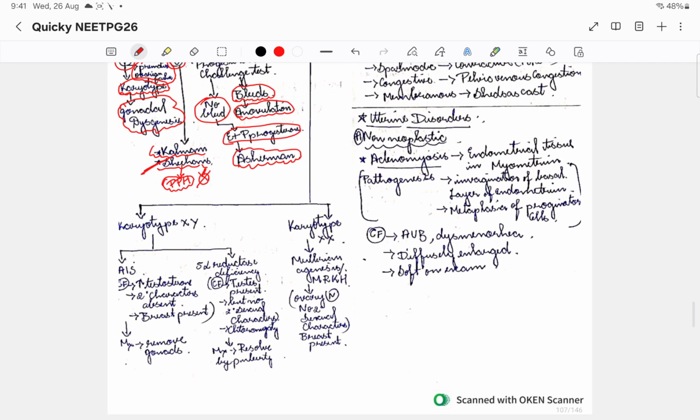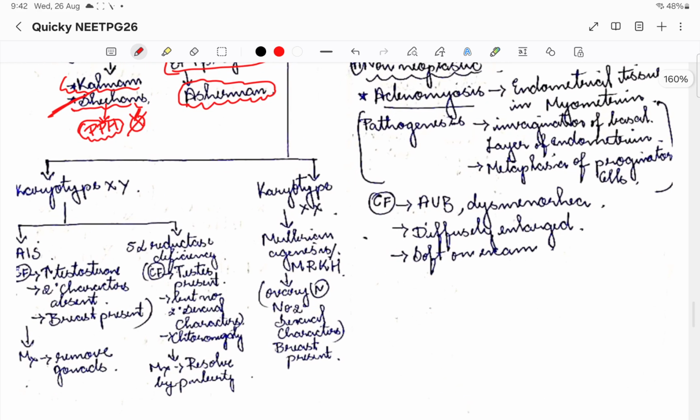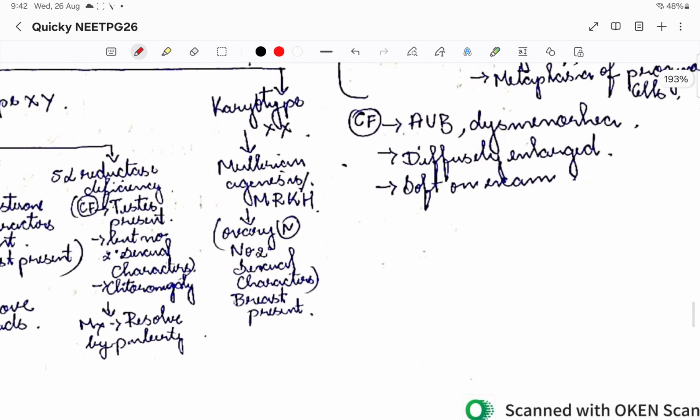So now what I'll do is the karyotype. Why did the uterus not develop? Whether it is a male karyotype, or if it is a female karyotype but still it didn't develop, we'll see. Suppose the karyotype is XX, so if it is a female karyotype but still the uterus has not developed, it is most probably because of Mullerian agenesis or MRKH syndrome.